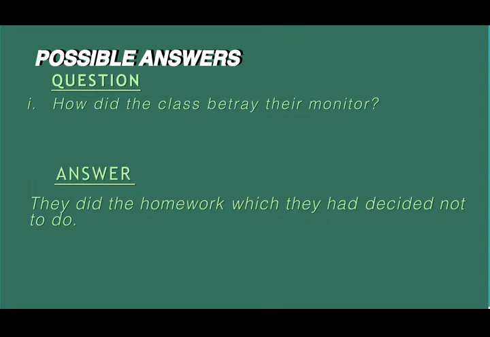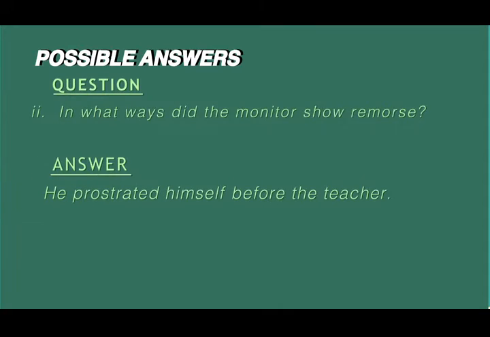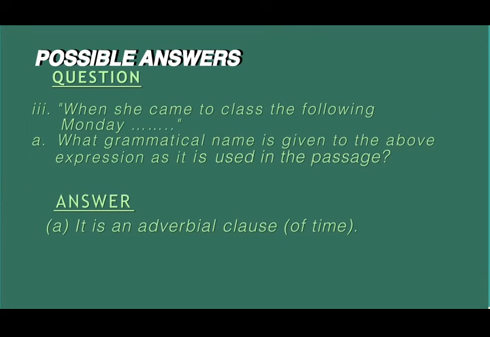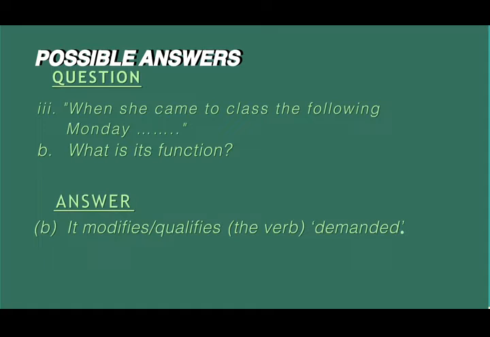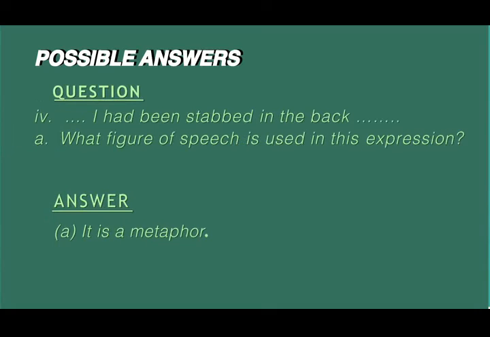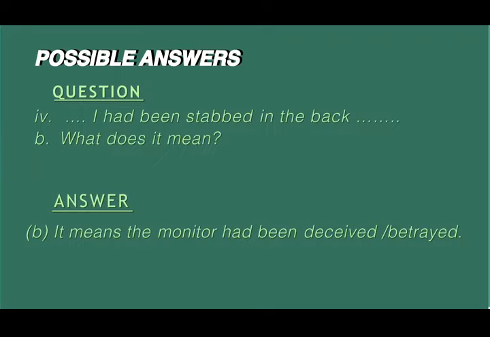1. They did the homework which they had decided not to do. 2. He prostrated himself before the teacher. 3a. It is an adverbial clause of time. 3b. It modifies or qualifies the verb demanded. 4a. It is a metaphor. B. It means the monitor had been deceived or betrayed.